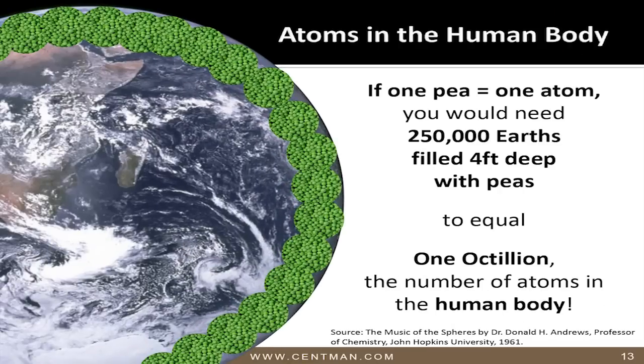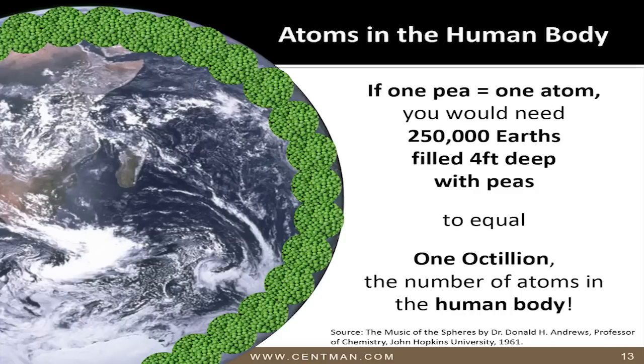There was a professor, Don Andrews, in the 30s that calculated this for his chemistry class. He started off by saying, okay, I'm going to use a P to represent an atom, and then I'm going to figure out how many atoms there are in the body. So he said, if you filled the whole United States with atoms, 4 feet deep in P's, you wouldn't get there. So he filled the whole Earth full of P's, 4 feet deep, still didn't do it.